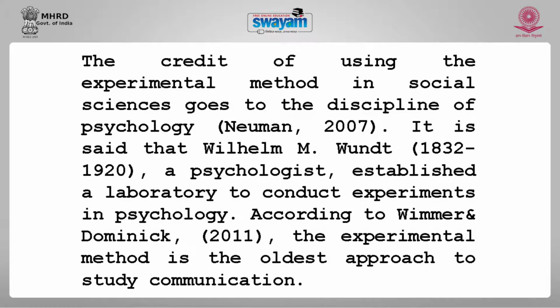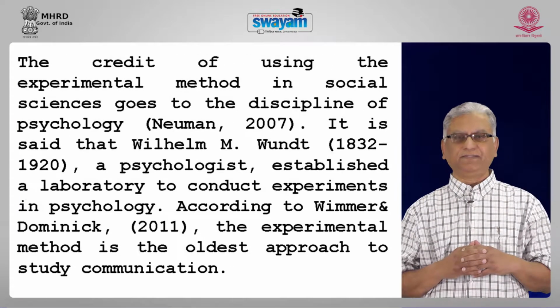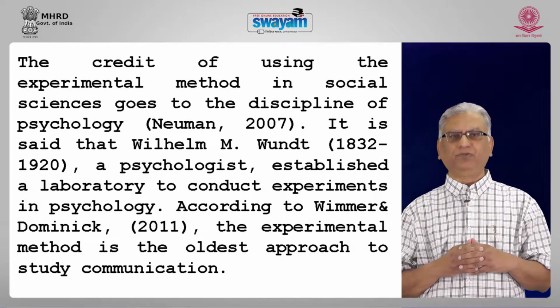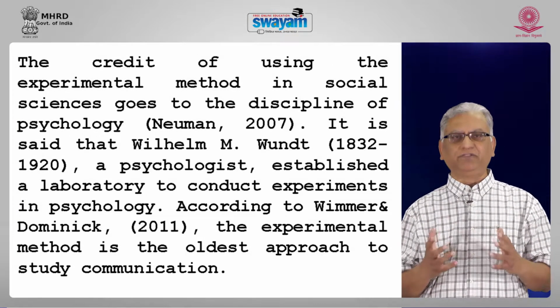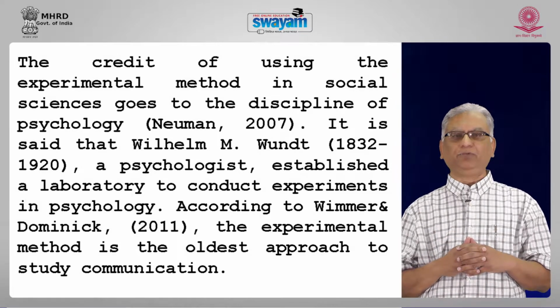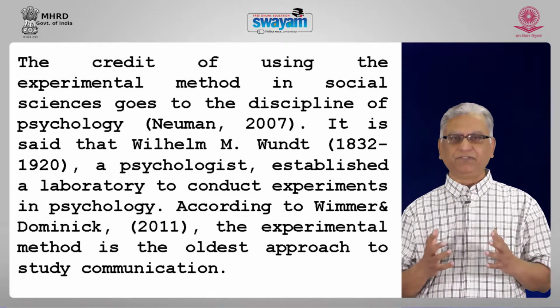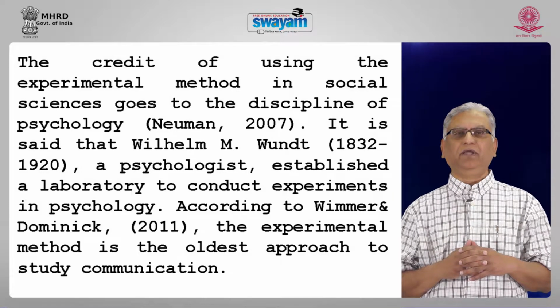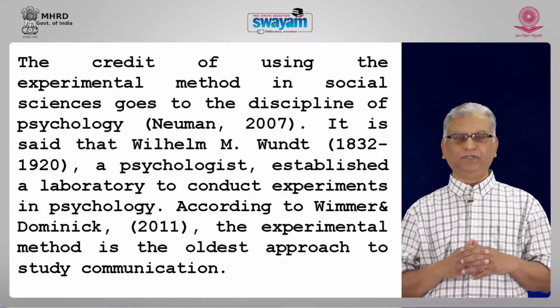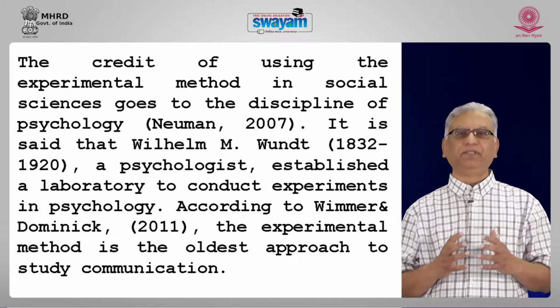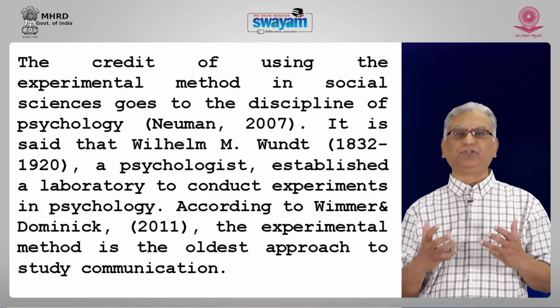The credit of using the experimental method in social sciences goes to the discipline of psychology. It is said that Wilhelm M. Wundt, a psychologist, established a laboratory to conduct experiments in psychology. According to Wimmer and Dominick, the experimental method is the oldest approach to study communication. Okay, before we go any further, let us try to understand what an experiment is.